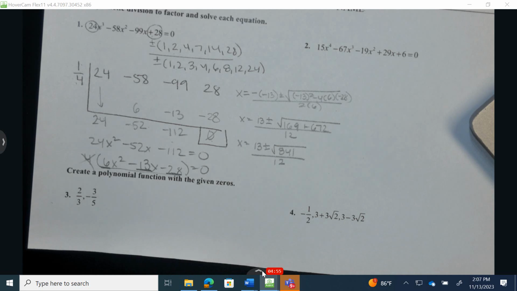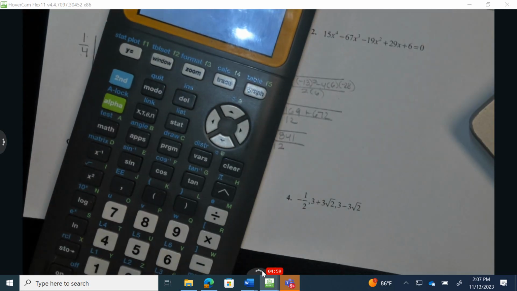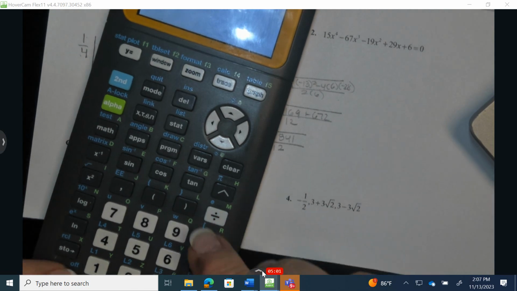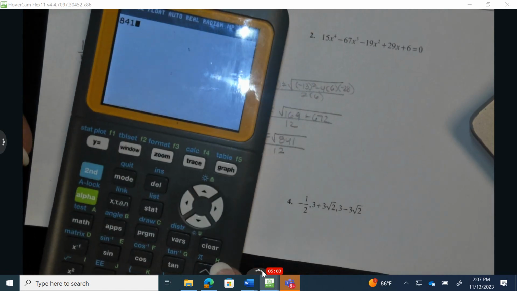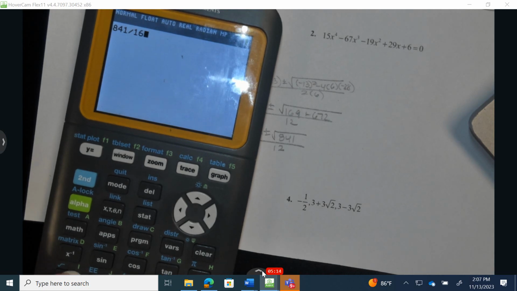Now I need to see, can I break 841 down? That's a must. I must be able to do that. So I'm taking this out and I'm trying. 841, let's see, what can I break this into? I'm just going to start trying in front of you to see what we can do here. I'm going to go by the squares that I can think of off the top of my head.